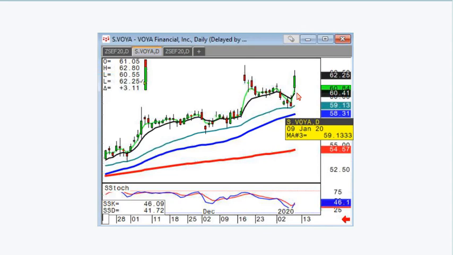Kind of an inverted hammer. Gap up. What do you think this is going to do? Probably come back up to the top of the channel. Let me make sure.